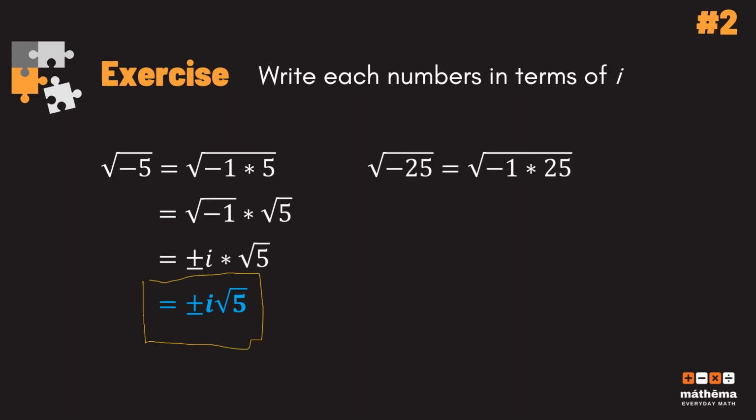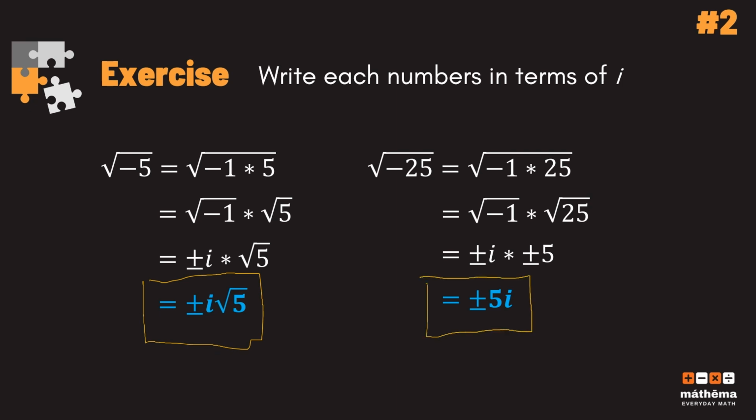Last example. We have here the square root of negative 25. Negative 25 can be rewritten as negative 1 times 25. Then we write the square root of negative 1 times the square root of 25. The square root of negative 1 is I, and 25 is a perfect square, so we have 5. In this example, we will have 5I. This will be our final answer. So that is how we simplify numbers in terms of I.